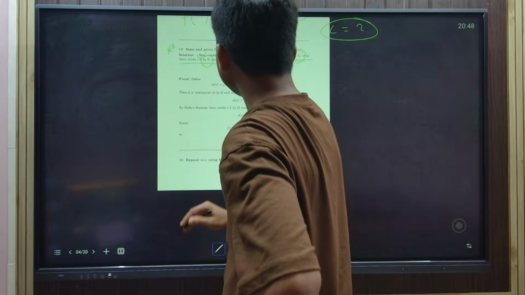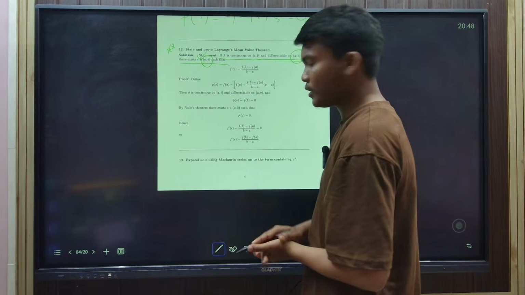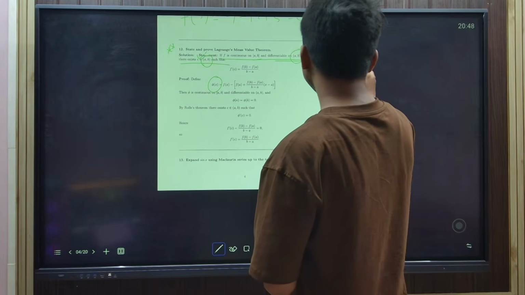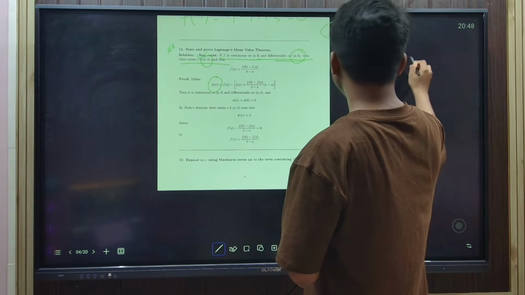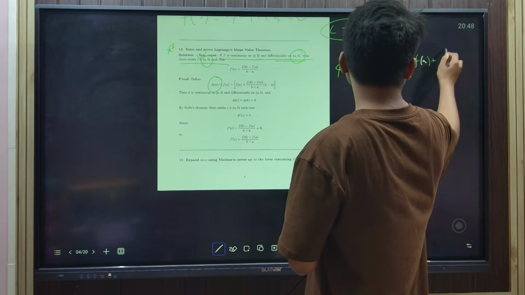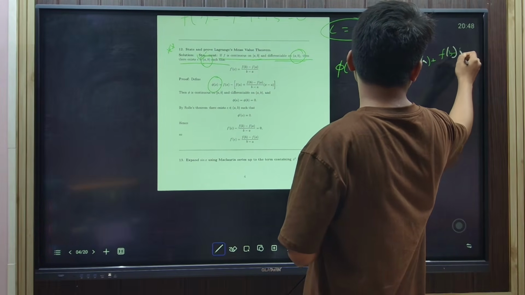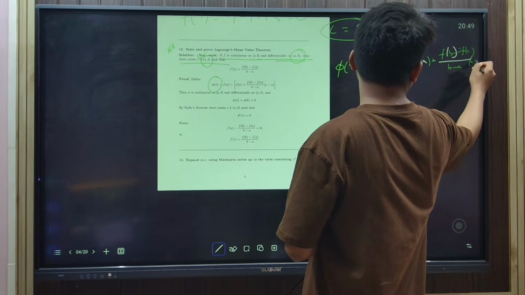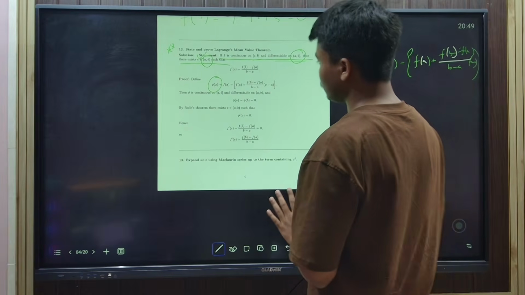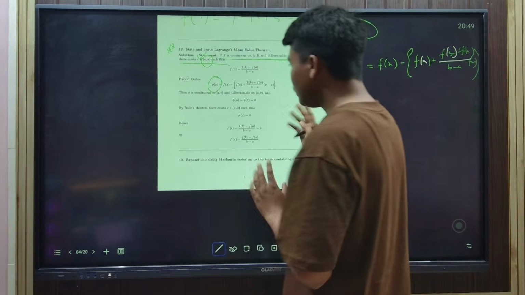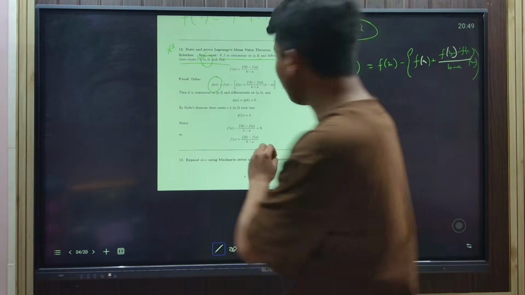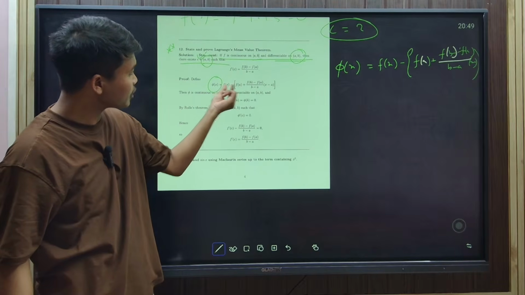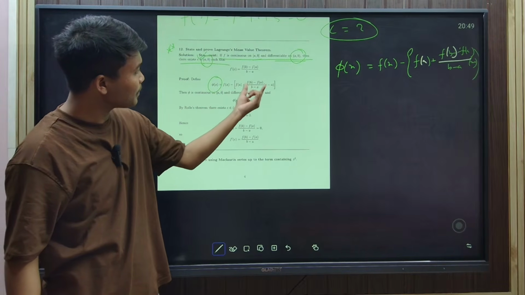So how do we prove this? The proof is a little bit constructive, meaning you have to consider a function phi x. So phi x is f x minus, f a plus f b minus f a divided by b minus a into x minus a. We are considering this function. Now you apply Rolle's theorem on this function phi x. This phi x function that I considered is f x minus f a plus f b minus f a by b minus a into x minus a.